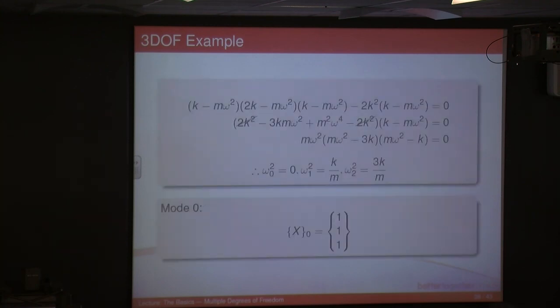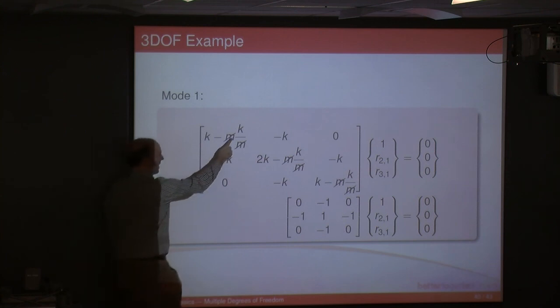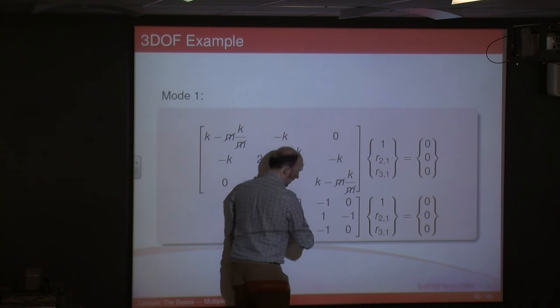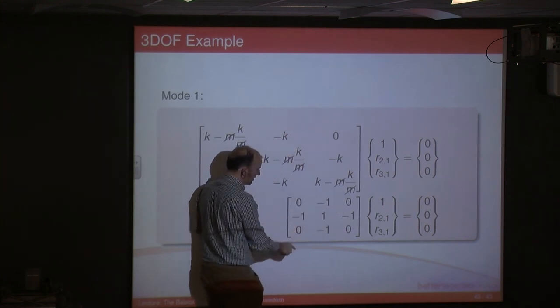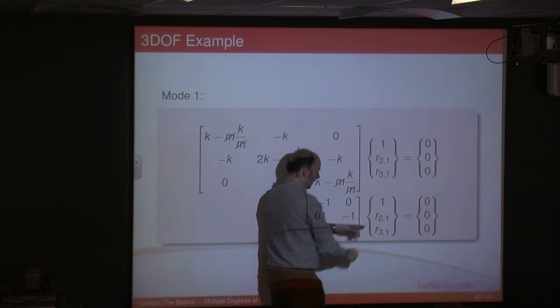When you stick in K upon M, you go through the process. Again, K upon M, the M's cancel, you end up with just K's. You can divide everything by K and you get this. We've got 3 equations. This one times by this, one times by this, and this one times by this. We've only got 2 unknowns.